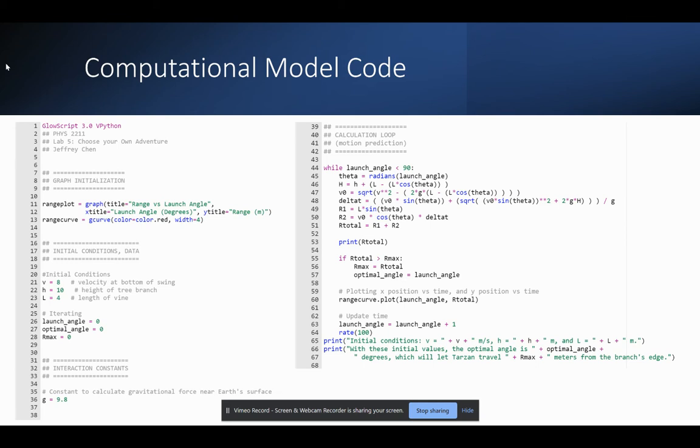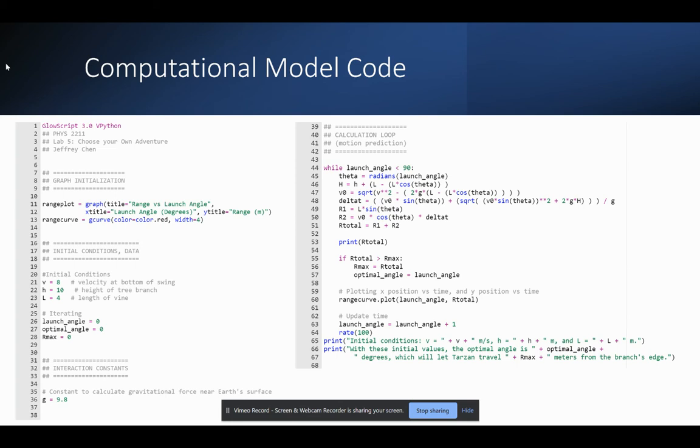The calculation loop itself tests every launch angle from 0 to 90 degrees. First, it converts the launch angle to radians, as that is what GlowScript accepts for trigonometric functions. Next, the loop defines V naught, delta t, R1, and R2 according to the equations derived in parts 2, 4, and 5 in the calculations. Although I could use the equation found at the end of part 5 instead, I decided to use these intermediate values to make debugging easier and to make the code easier to read.